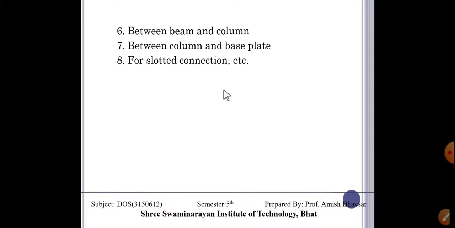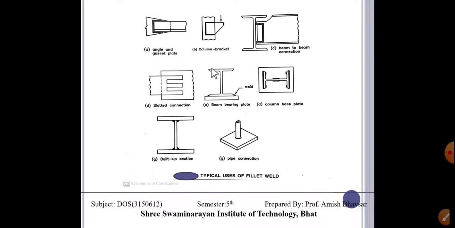If we are going to build a steel structure for a building or an industrial building, the foundation must be made of RCC. But for the connection of that RCC foundation and the steel column, there should be a plate between them. That plate is known as a base plate, and that base plate is connected by welding. Number eight, the slotted connection. As we discussed, sometimes a slot is generated over there, and we go for the slotted connection. So when this kind of situation arises in our structure, we must go for the fillet weld.